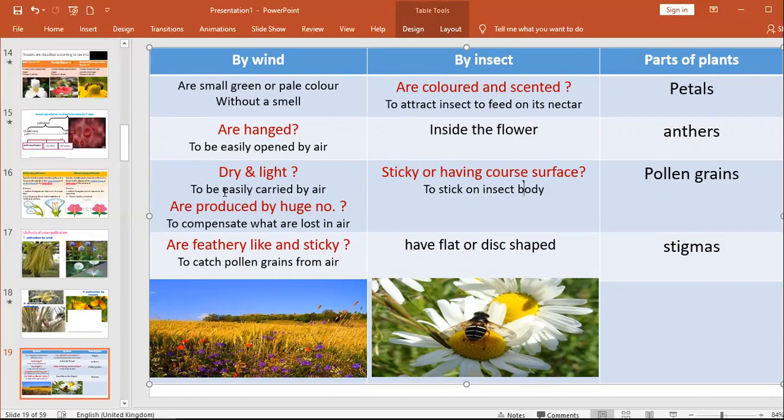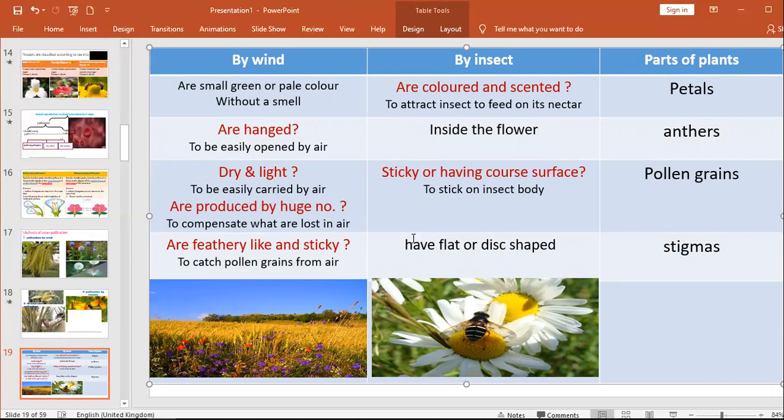Number two, pollen grain is dry and light. Why is it dry and light? To be easily carried by air. If it's heavy, it won't be carried by air, so I need it dry and light. And it may be lost in the air, fall down in water or soil, or not reach a specific plant. So it's produced in huge numbers to compensate for what is lost in the air.